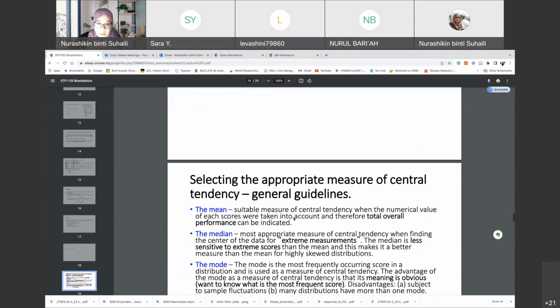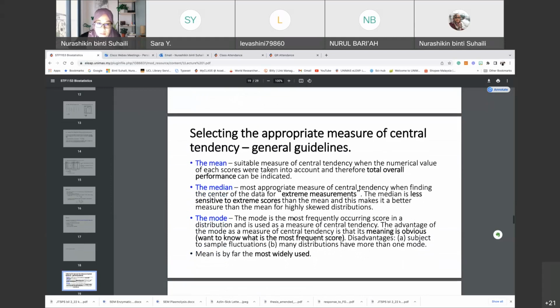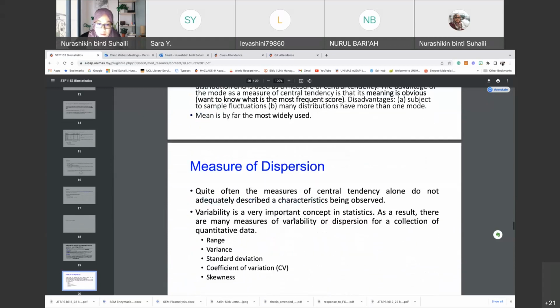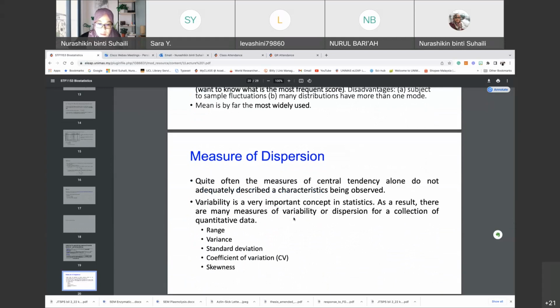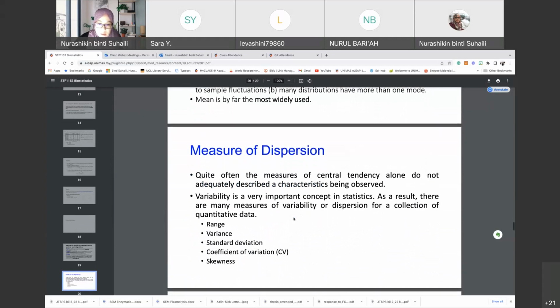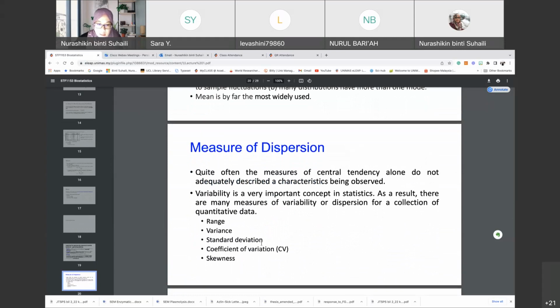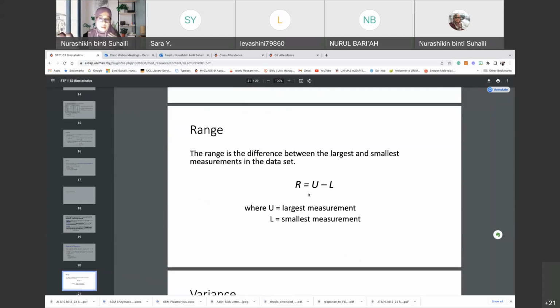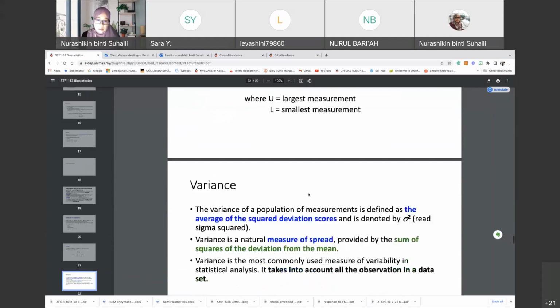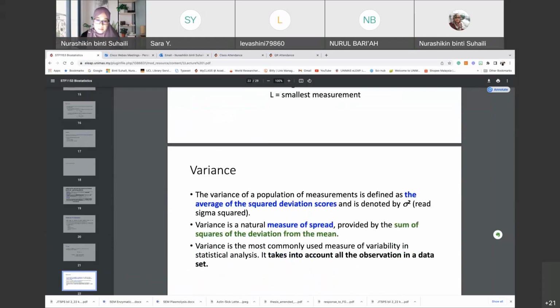Okay, what else? I think you go through that one by yourself. A measure of dispersion: here we are concerned with the range, variance, standard deviation, coefficient of variation, and skewness. Range is the range from the largest to the smallest. Variance is defined as the average of squared deviation scores.